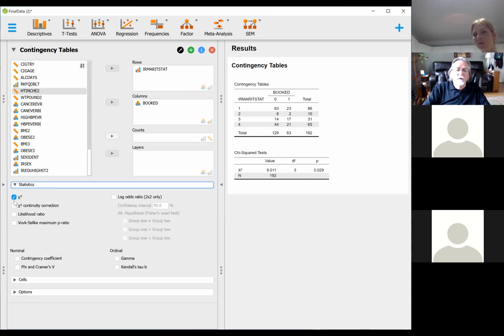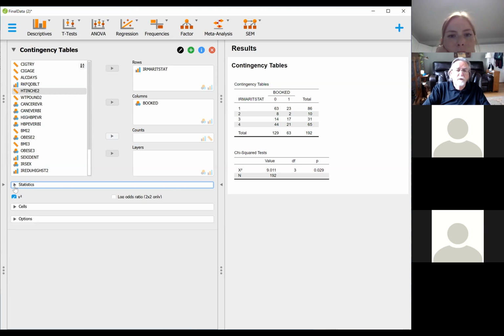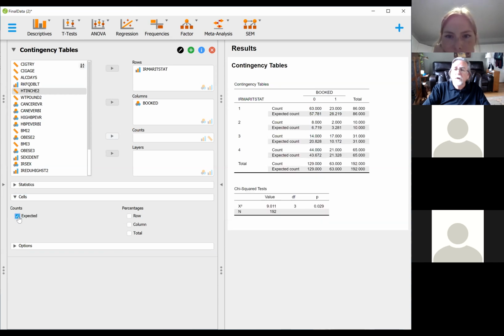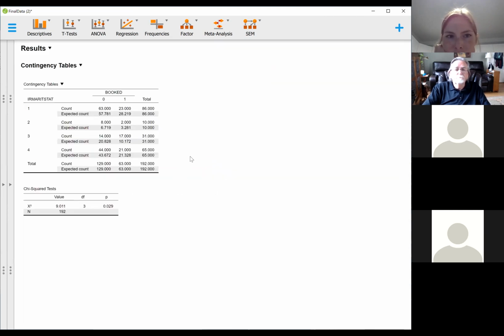The default statistic is already chi-square. So we don't need to do anything to the statistic. In the cells, we would like to have the expected value because that helps to understand what's going on in the cell. And so we'll put the expected value in these things. And that's really all we need. And then we have this outcome table. We know that the chi-square p-value is less than 0.05. So this is a significant relationship.